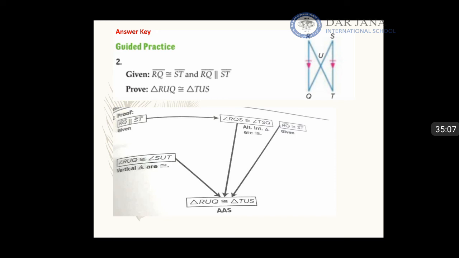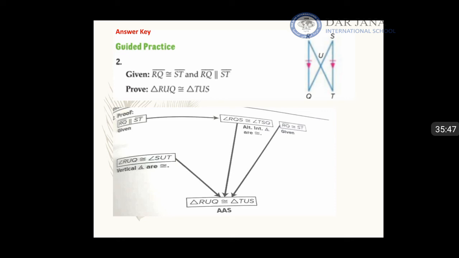Not only that, RT and SQ are intersecting at point U. So we have vertical angles. So angle RUQ is congruent to angle SUT. Vertical angles are congruent. So let's see what we have up to now. We have that angle Q is congruent to angle S. So angle Q in the first triangle is congruent to angle S in the second triangle. And angle RUQ in the first triangle is congruent to SUT in the second triangle. So we have two angles in the first triangle that are congruent to their corresponding angles in the second triangle. So now let's search for the side.